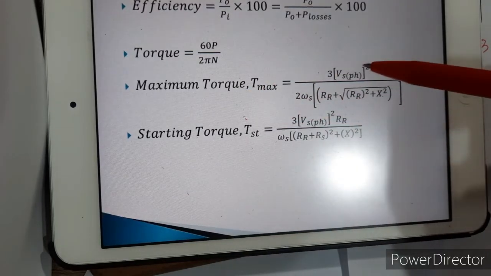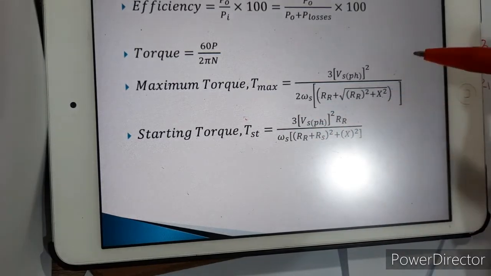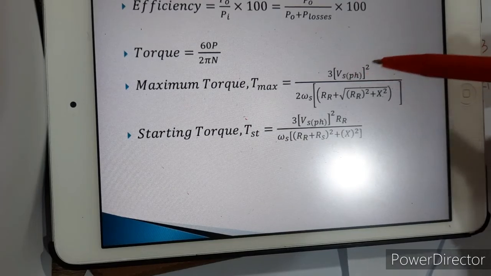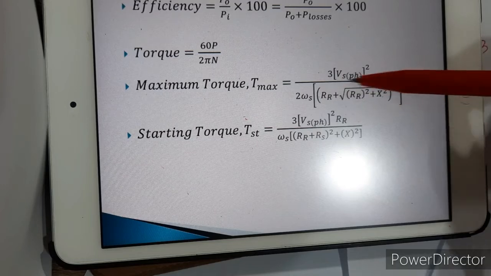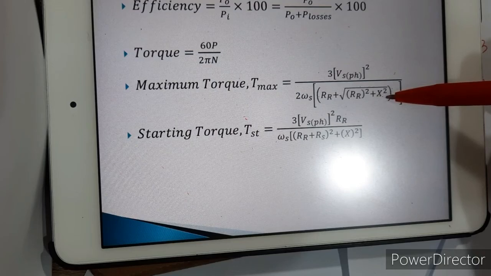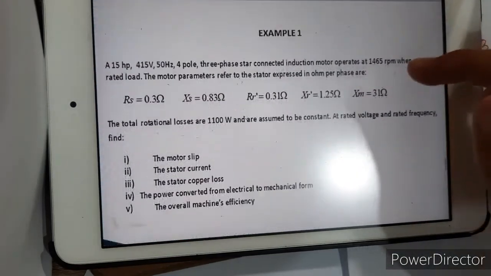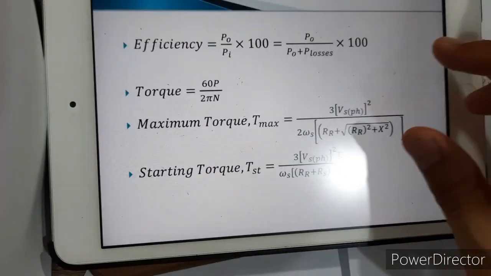And then this is the maximum torque. You have to remember this equation, and the starting torque as well, you have to remember this equation. So 3 Vs, V phase, secondary voltage per phase squared, divided by 2 omega s. This is the synchronous speed in radian per second. And then multiplied by the parameters. X is X1 plus X2, or XR plus XS. You can refer to the circuit. Okay, right, that's all for the theory on induction motor.